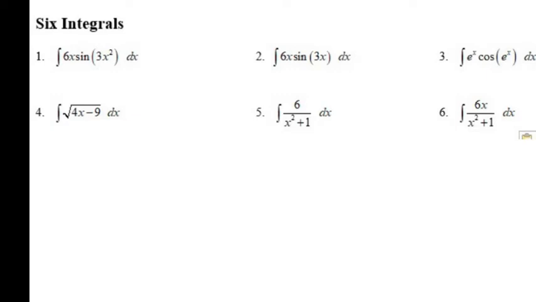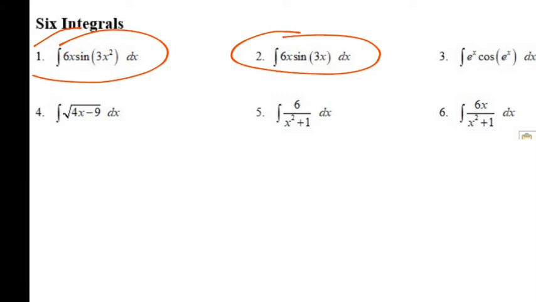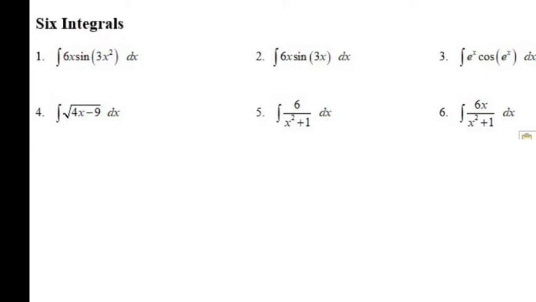Now, these first 2 here are meant to catch your attention as being similar yet significantly different. If you think about which one would require the substitution method, you'd be looking for an inside u whose du is going to cancel with the rest of the problem. And that familiar idea is going to happen if we let u equal 3x squared, because du is going to be 6x, a perfect cancellation with, again, the rest of the problem. So we can see here that this first one's going to be substitution.